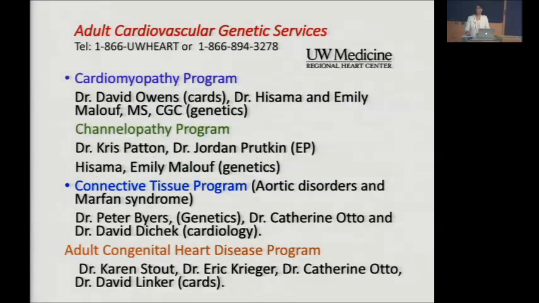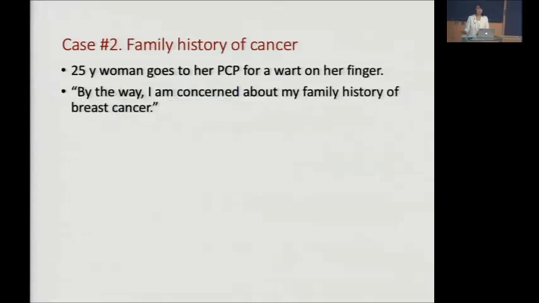So we have comprehensive adult cardiovascular genetics services here. The cardiomyopathy program is led by Dr. David Owens, and Emily Malouf and I go to that clinic twice per month. We also see patients with inherited cardiogenetic disorders with Dr. Patton and Jordan Prutkin. And Peter Byers sees patients in a connective tissue cardiovascular genetics program for aortopathies and Marfan syndrome-related disorders. And then we share patients also with the adult congenital heart disease program. And again, many of those patients have genetic causes for their congenital heart disease.